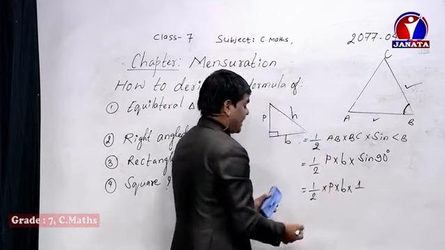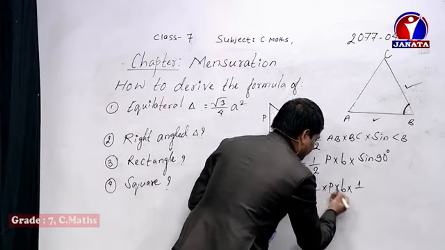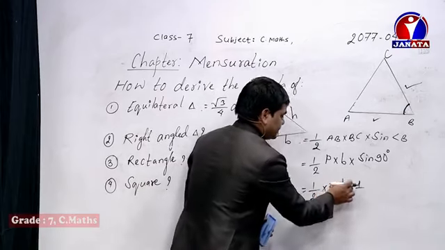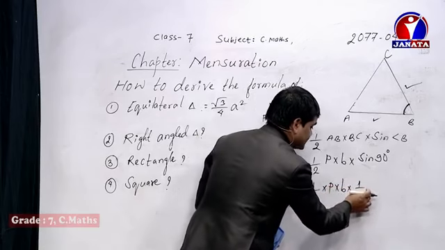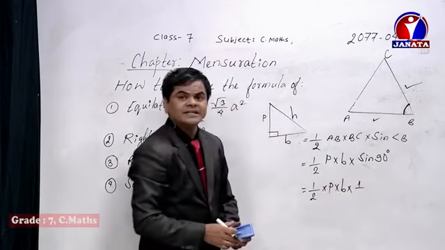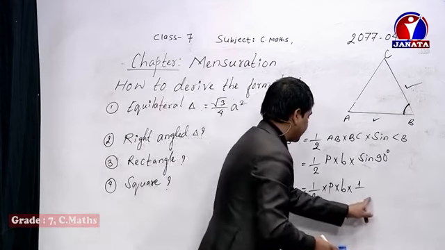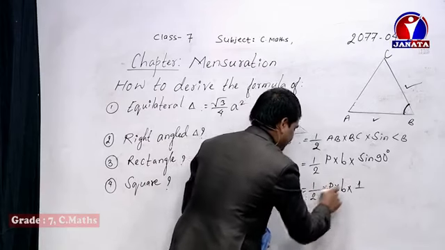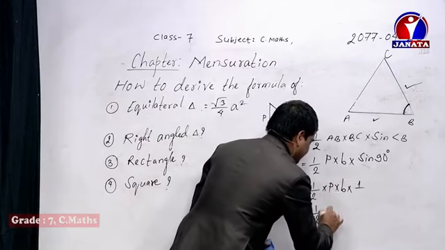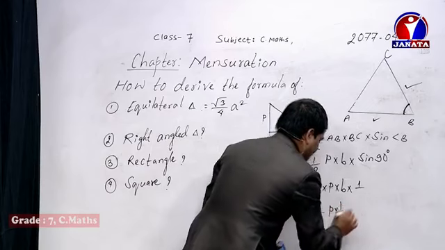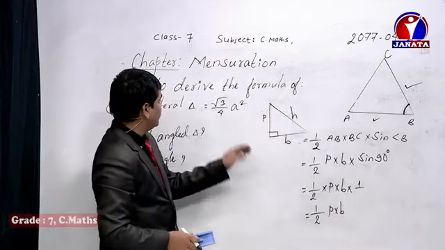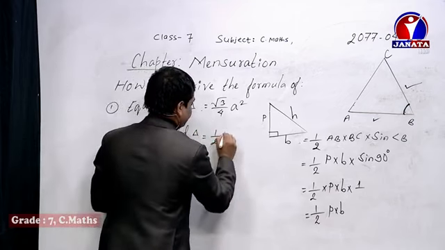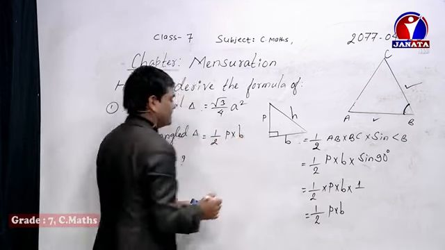So when we multiply all together, the perpendicular is a numerator, this one is also a numerator, and this one is also a numerator. In the denominator there is 1. So two 1s, if you multiply in the denominator, there will be 2, and in the numerator 1 ones are 1. Now what remains? P into B. So 1 by 2 P into B. So 1 by 2 P into B is the area formula of a right angle triangle. We write it in this way.